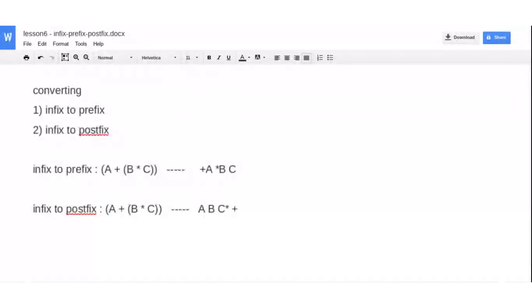Once you've converted a fully parenthesized expression, can you again parenthesize the answer that you've got? You cannot parenthesize the postfix and the prefix. You cannot, because you normally use fully parenthesizing when you have infix. The infix is the one you do the fully parenthesizing.